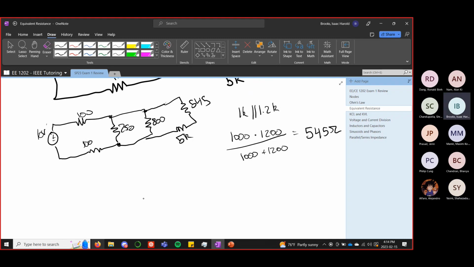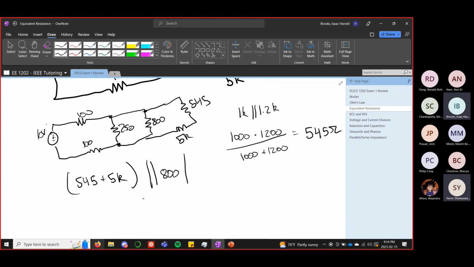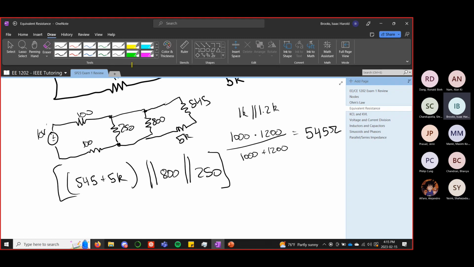Okay, so let's do our roadmap here. We have 545 plus 5K. That's going to be these two resistors on the end, and that's going to be in parallel with the 800, which is in parallel with the 250. And then this whole thing represents the entire network that exists between here and here, right? It's these two combining, and then this pair combining with this one and this one. So this whole network is represented by these brackets, and then this whole network is in series with a 100 and a 100.